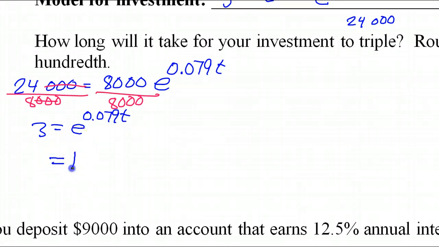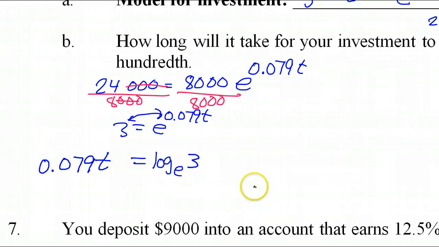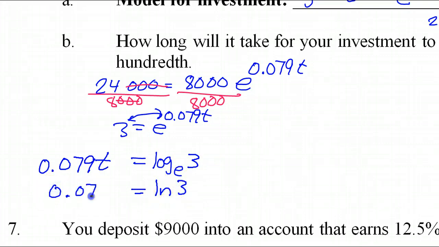Start with the base. So this would be log base e, and these parts will trade sides. So the decimal is going to come over here. So I'm going to have 0.079 t out here. The 3 is going to come over to the right side like this. Now we don't do log base e. This is natural log. This is just natural log 3. So we have 0.079 t is equal to natural log 3.